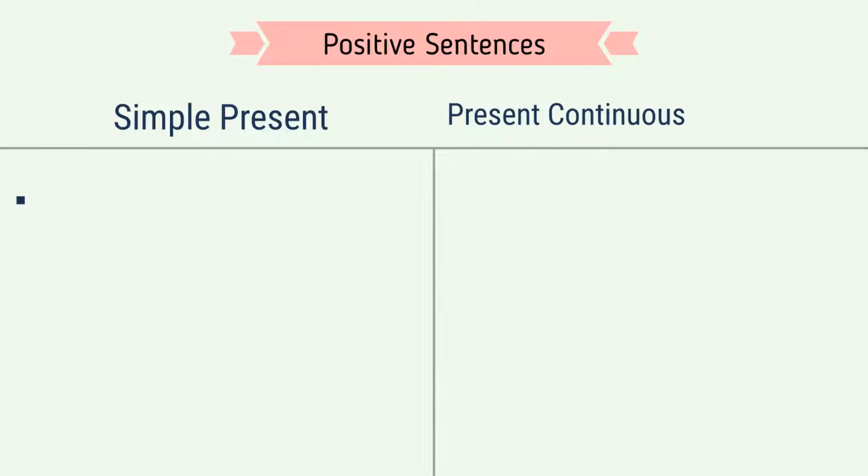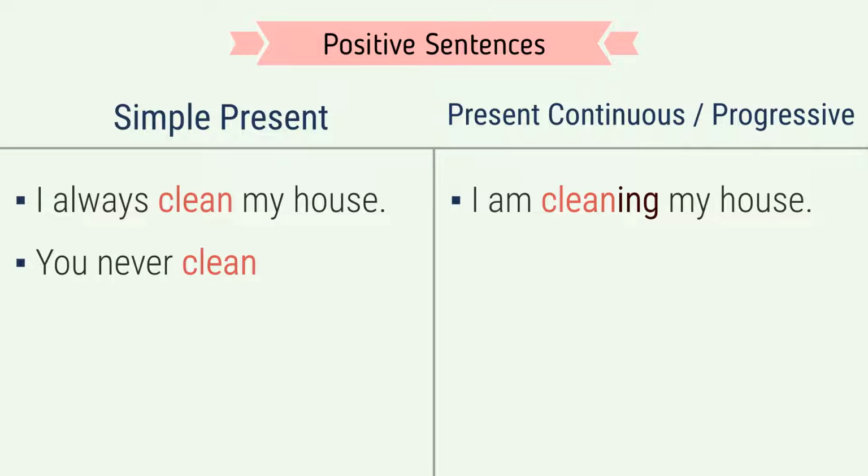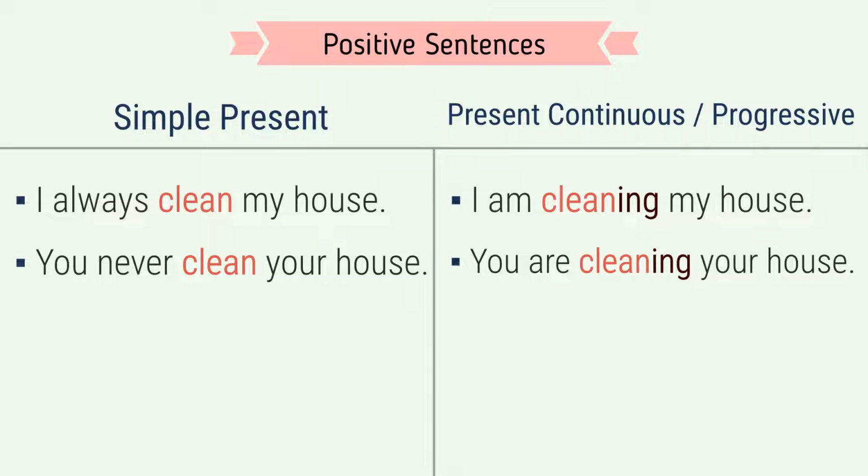Let's look at these examples. First, with simple present, we have I always clean my house. I always clean my house is a routine or habit. I am cleaning my house now, present continuous or progressive tense, is something that's happening in this moment. You never clean your house, again, simple present. You are cleaning your house. You are cleaning. Be verb here is are. Cleaning is verb with an ing ending. And this is how it continues.